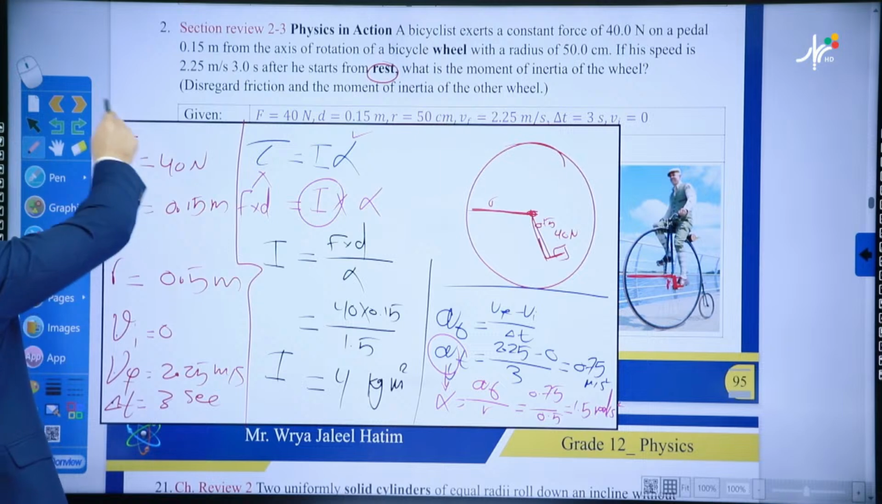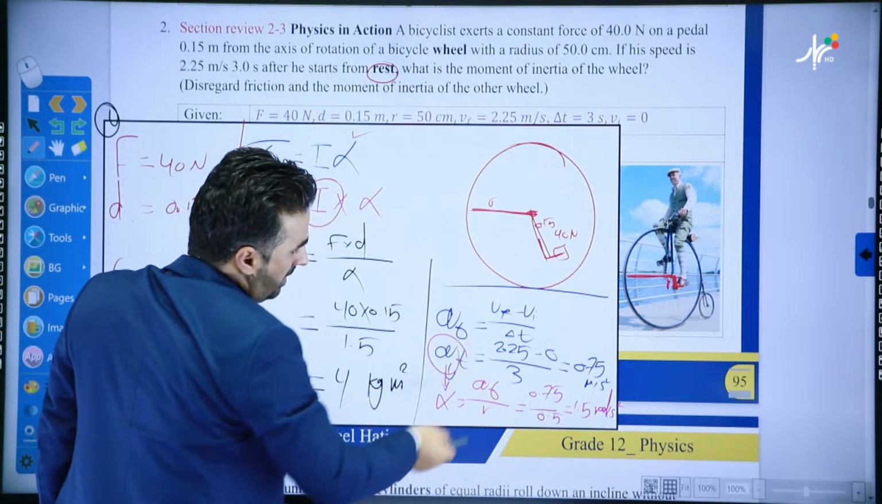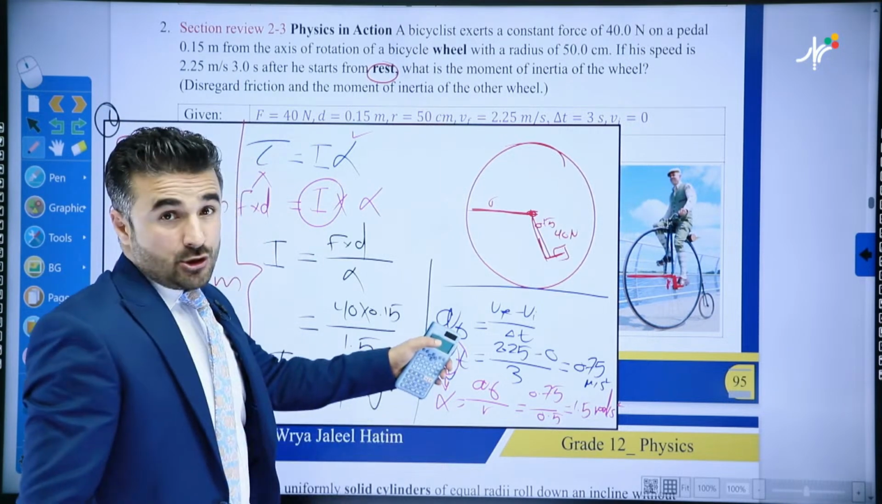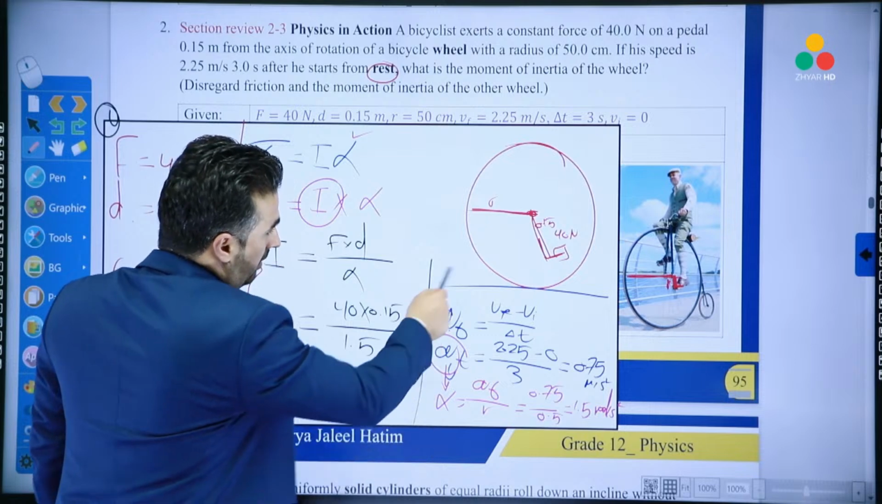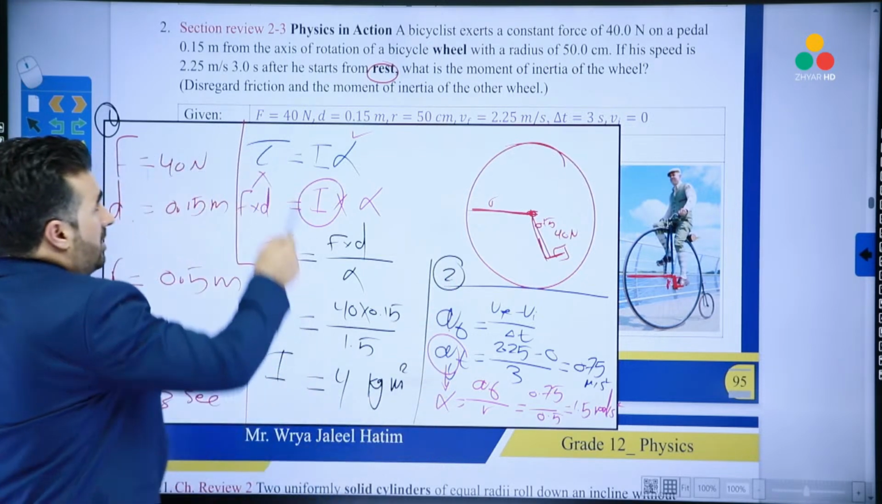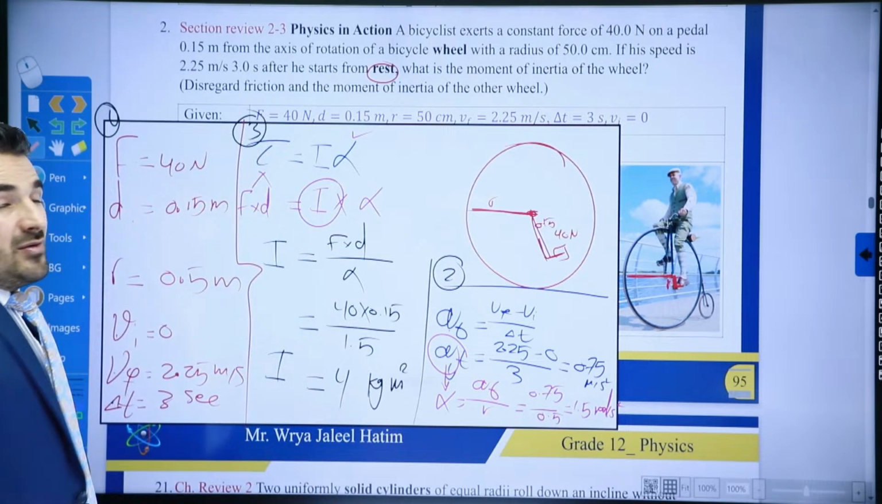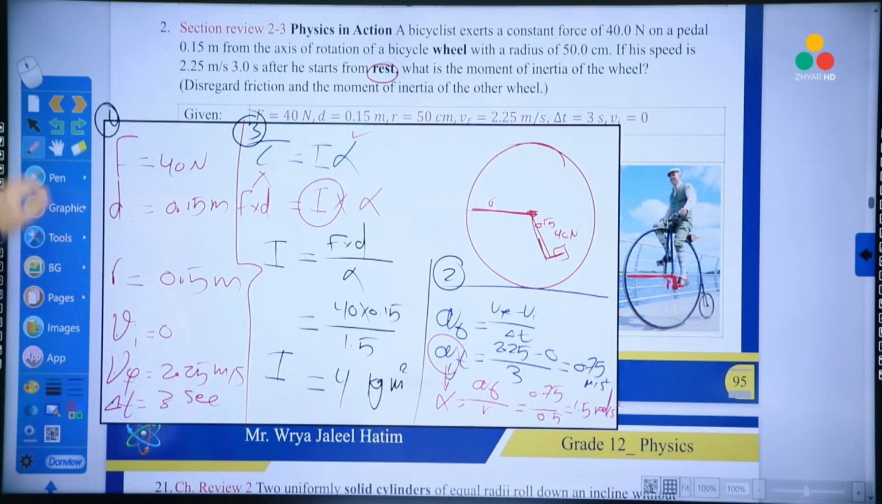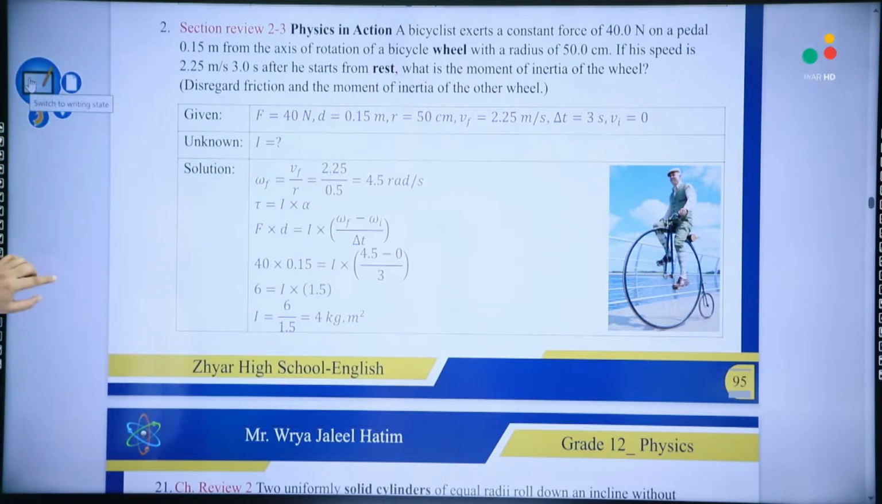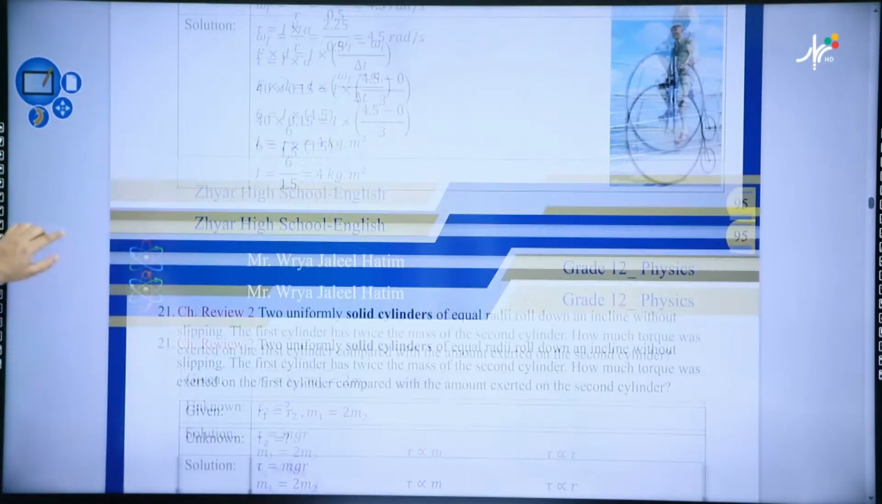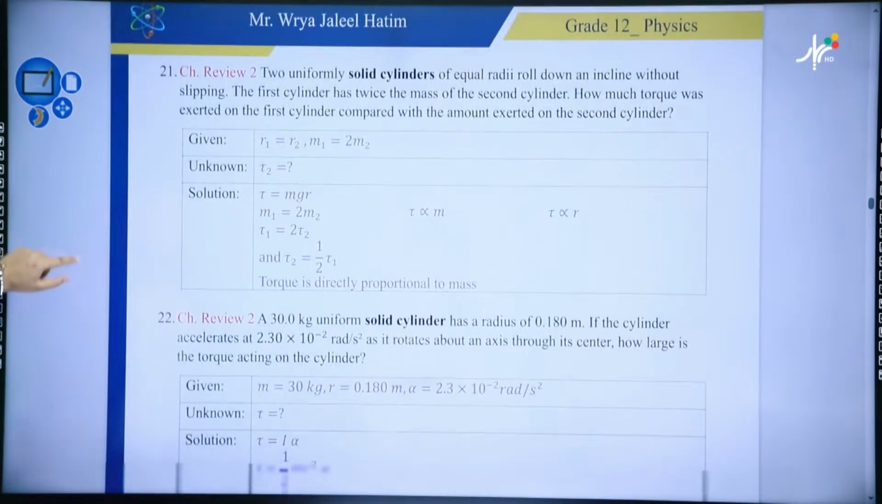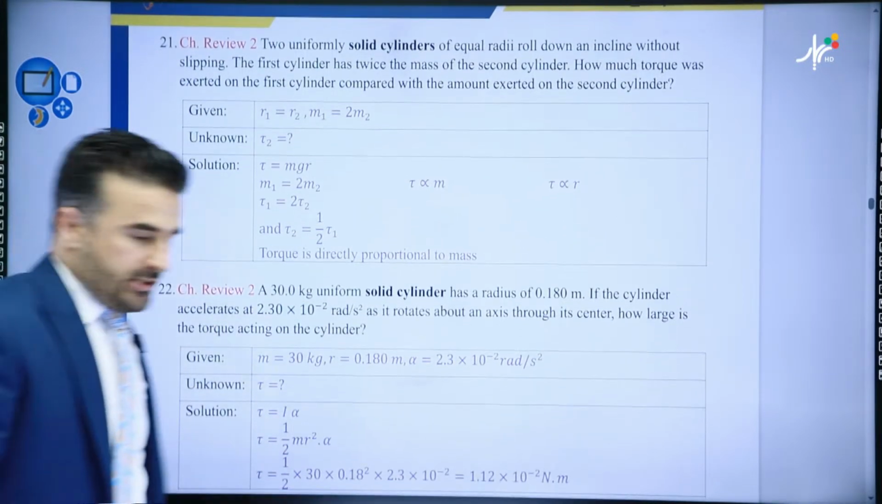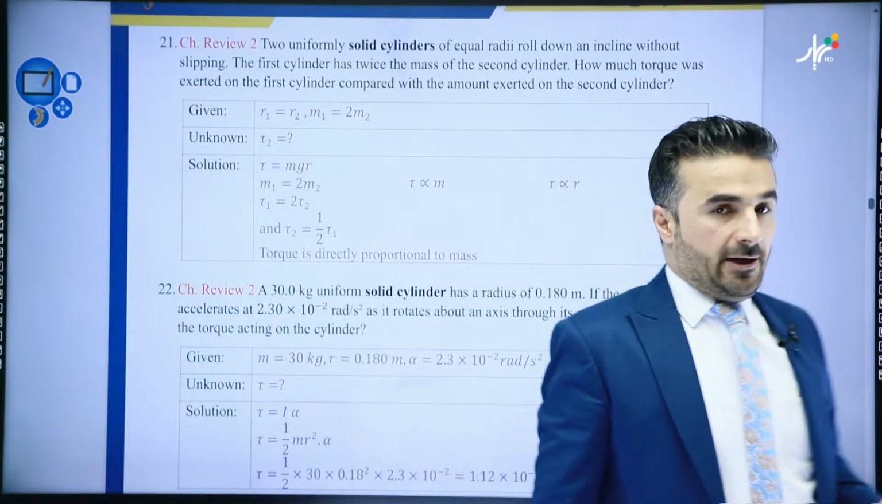So you write the information. First, you find the tangential acceleration, then convert it to angular acceleration. That is the second step. And then the third step, find the moment of inertia, which is 4 kilogram meter squared. All right, so far so good, yes? I hope so. Now we have another question here.